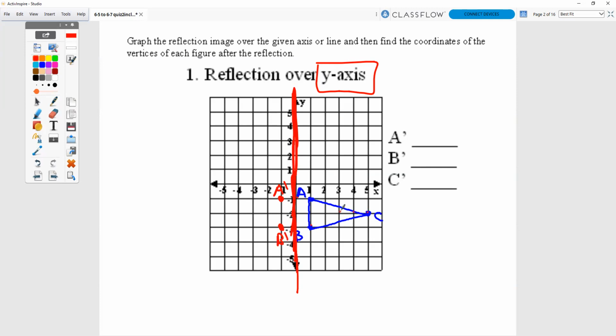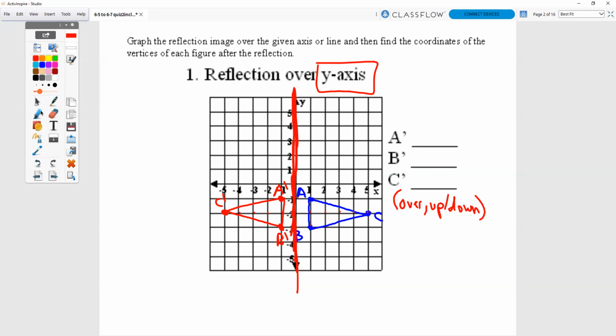C is 1, 2, 3, 4, 5 places to the line. 1, 2, 3, 4, 5 places away from the line. That is C prime. Connect the dots, and you have your flipped opposite mirror image. Notice same size, same shape, it's just flipped. When you go to do your coordinates, remember your first number is how many you go over. Your second number is how many you go up or down.